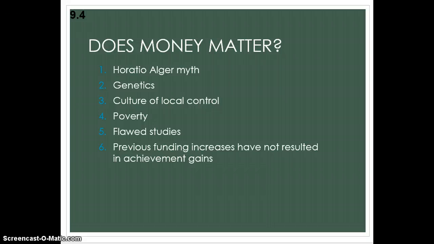One, the Horatio Alger myth. This is the idea of pulling yourself up by your bootstraps. It's a myth or a story from the 1910s and 1920s about a rags-to-riches character. So the idea is that people have made it from nothing, so you don't really need well-funded schools to make it. Two, genetics: the idea that some people's performance is just determined by genetics, so it doesn't matter how much money you put in the school.